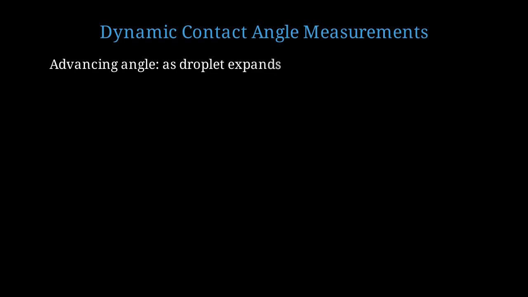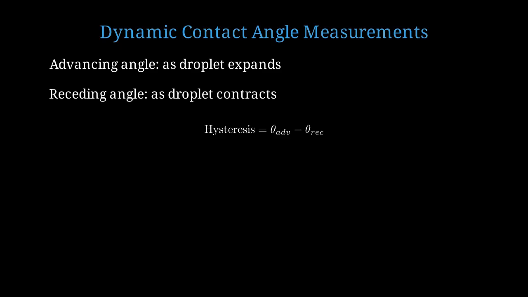In real applications, we care about dynamic contact angles, not just static equilibrium angles. The advancing angle is measured as a droplet expands and the contact line moves outward over fresh surface. The receding angle is measured as the droplet contracts and the contact line recedes. Contact angle hysteresis is the difference: theta advancing minus theta receding. Low hysteresis is crucial for droplet mobility.